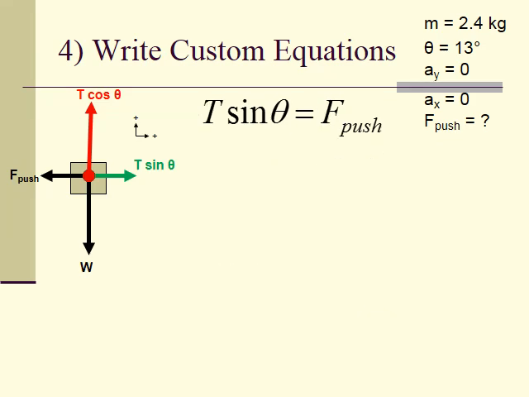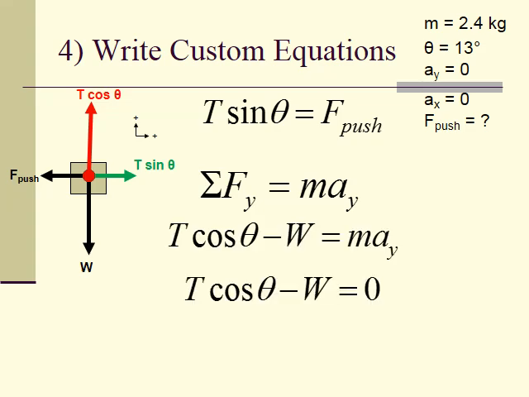We could do the same thing with the vertical direction, and we're going to pretty much find the exact same thing, that T cosine theta is equal to the weight, because there's no net force vertically either.